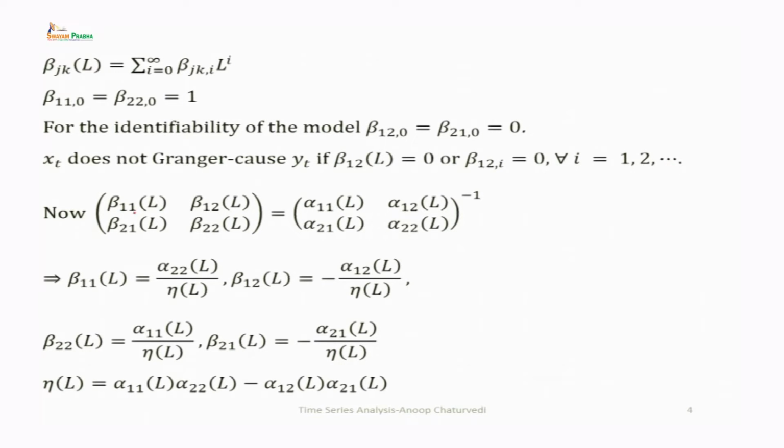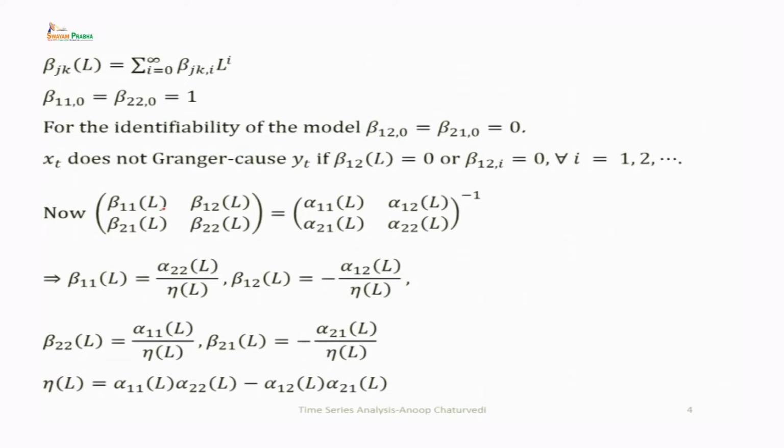Now, the matrix [beta_11(L), beta_12(L); beta_21(L), beta_22(L)] is equal to the inverse of the matrix [alpha_11(L), alpha_12(L); alpha_21(L), alpha_22(L)]. And since this is a 2 cross 2 matrix, you can easily find the inverse of this matrix. The determinant value of this matrix is alpha_11(L) alpha_22(L) minus alpha_12(L) alpha_21(L), which is represented as eta(L) here.